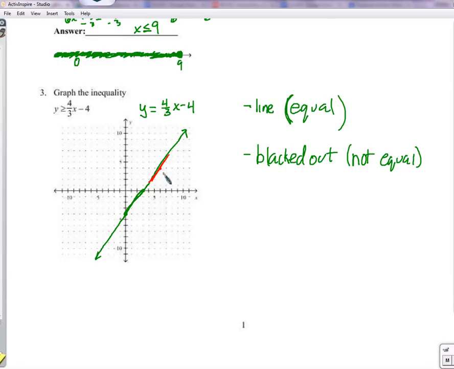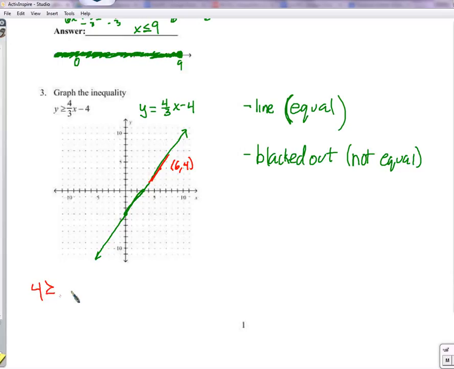So that point, which is 6, 4, right? I'm taking a point from on the line. I'm telling you the line is made up of a bunch of points that make both sides equal. So if I put that 6 in for x and that 4 in for y, let's see what happens.